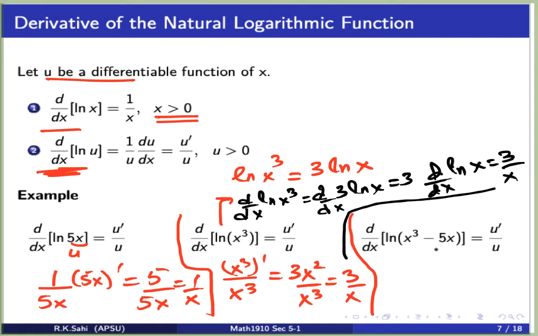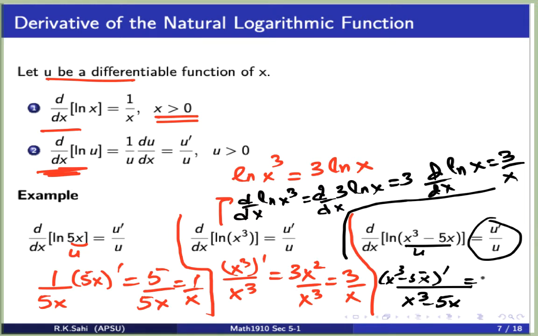Okay, so what you normally do is you take the differential. This is basically what we need to do. That's why I have written out u prime over u. So this is your u. Whatever is next to natural log, you put it in the denominator. And then you take the differential of this, which is x cubed minus 5x. So the final answer is 3x squared minus 5 over x cubed minus 5x. Okay. Now let's look at another kind of problem.